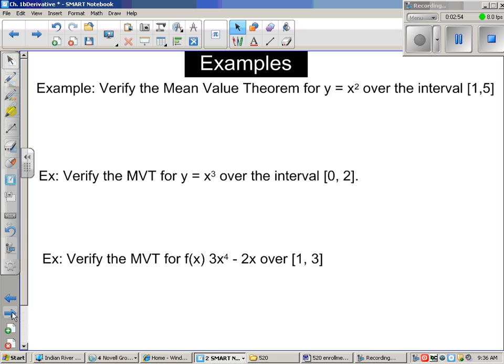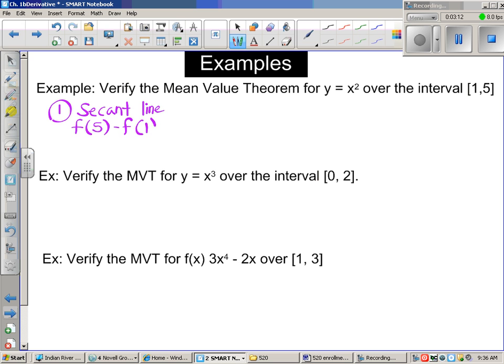All right, so to verify the mean value theorem for y equals x squared over the interval 1 to 5, let me show you what you have to do. The first step in solving this is to find the slope of the secant line. That says you're going to do f of 5 minus f of 1, over 5 minus 1. So you plug 5 in, you plug 1 in, you have 24 over 4, and you get 6.